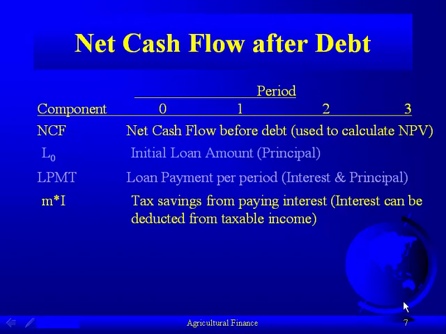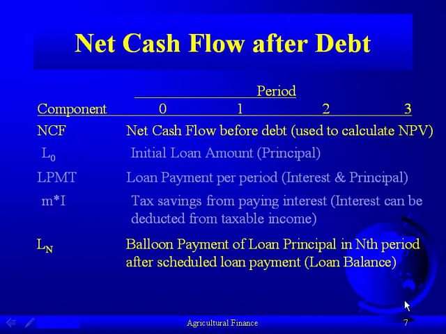The fourth component is the marginal tax rate times the interest, because interest is tax deductible. So this item is the tax savings from paying interest. As we said, interest can be deducted from the taxable income, and if you reduce your taxable income, that reduces the amount of money that you owe the IRS, and we claim that as a positive return.